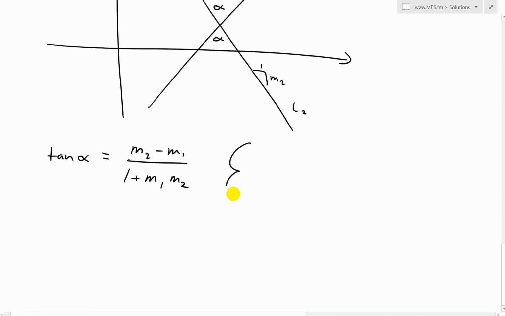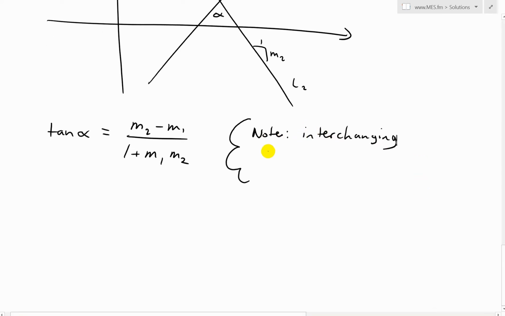Also, I want to make a note: if you interchange m1 and m2, all it does is switch the sign, plus or minus, of tan alpha.